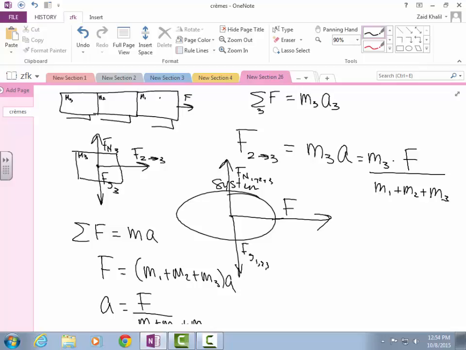So what do we get? What do you get? Quickly. M2 plus M3 times F over M1 plus M2 plus M3. Yes? So we're finding the forces on M2. This is the contact force of 1 on 2. Notice that contact force is equal to what?